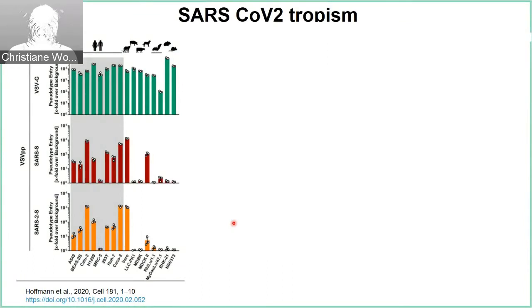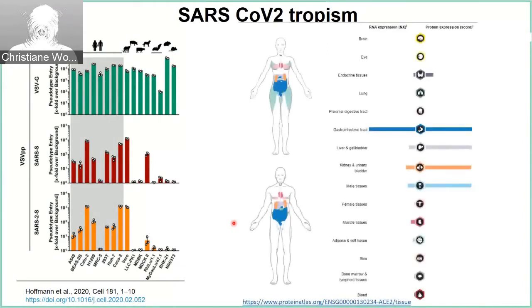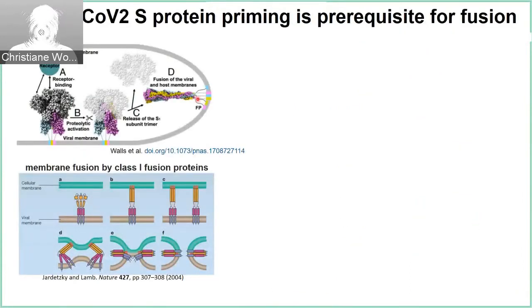And this actually lines up well with what we know about ACE2 expression. So this is just data from the Human Protein Atlas, where you can see that ACE2 protein expression is very high in the gastrointestinal tract and also found in the liver and the kidney, as well as some other tissues. However, just binding to the receptor is not sufficient for the virus to enter the cells.